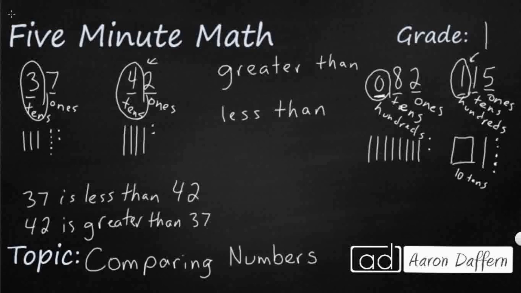So we're going to write it like we did last time. We'll say 82 is less than 115. Or if we wanted to flip it around, we would say 115 is greater than, then you'd put the other number, 82.